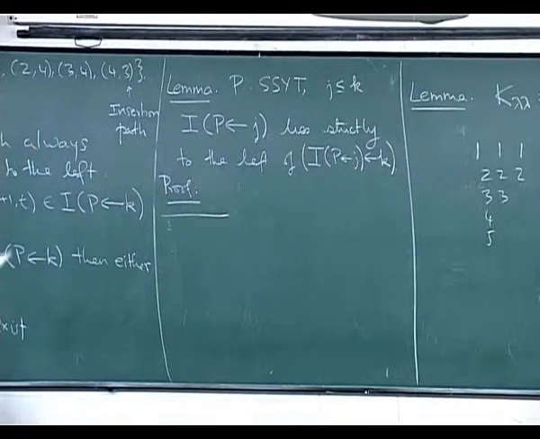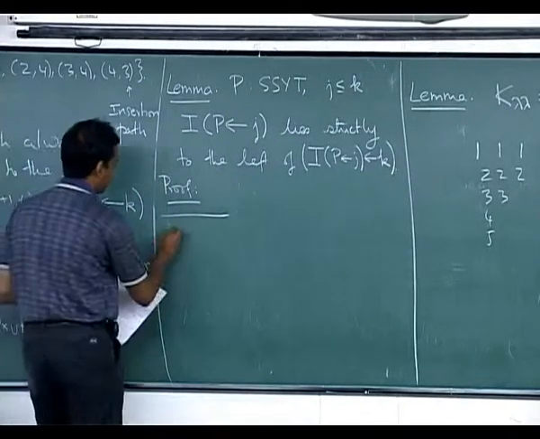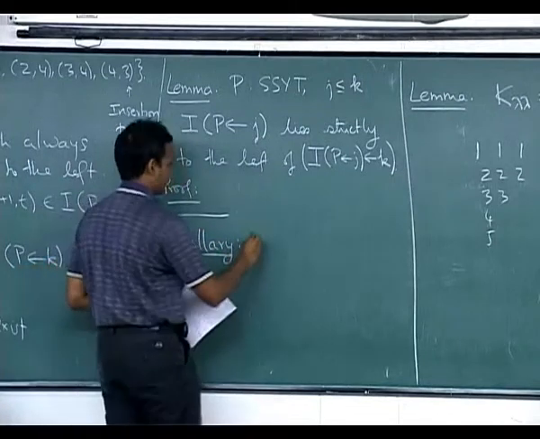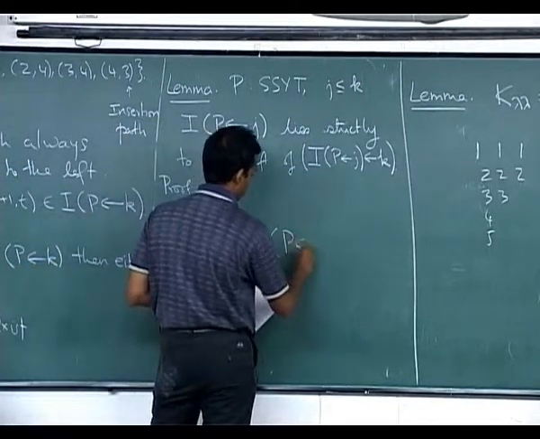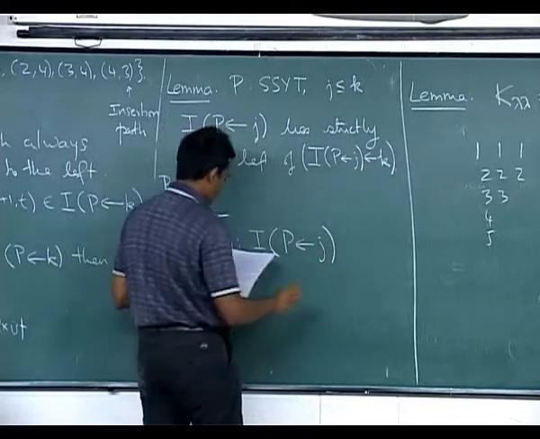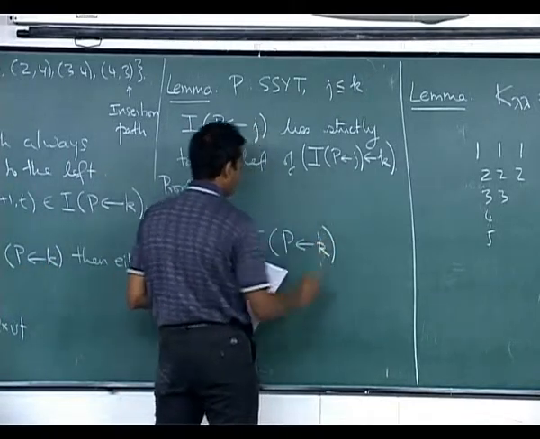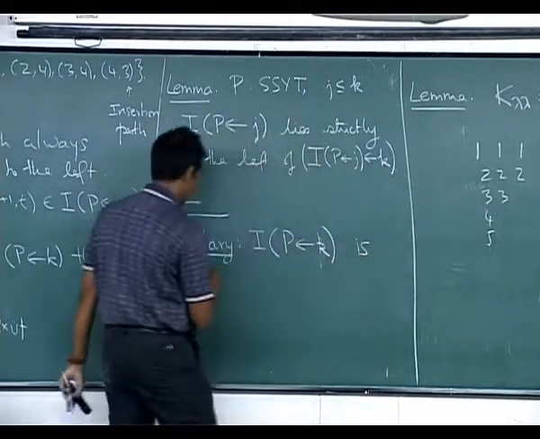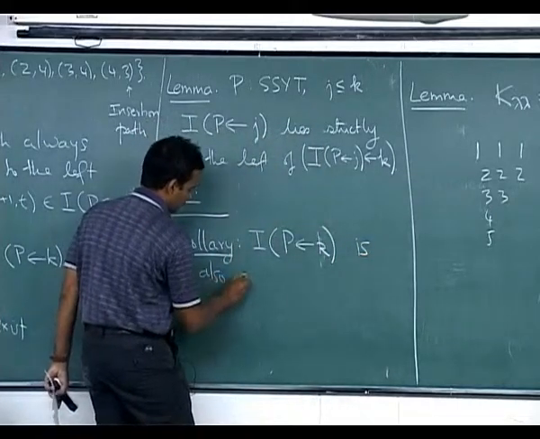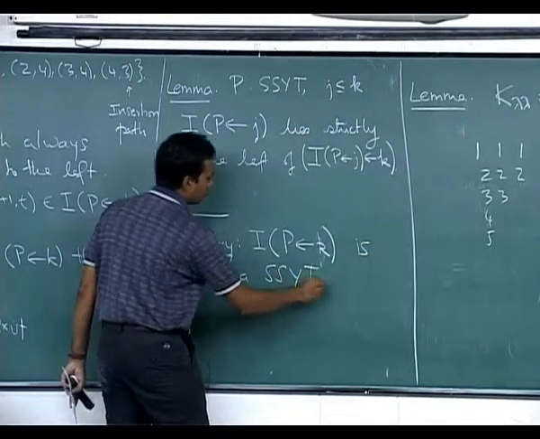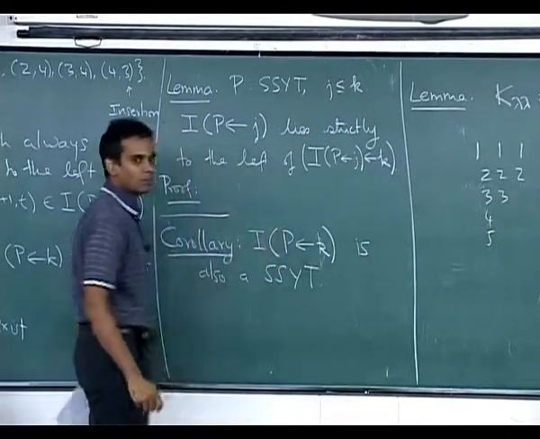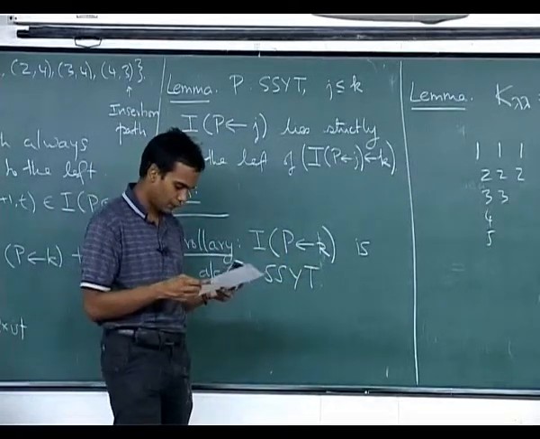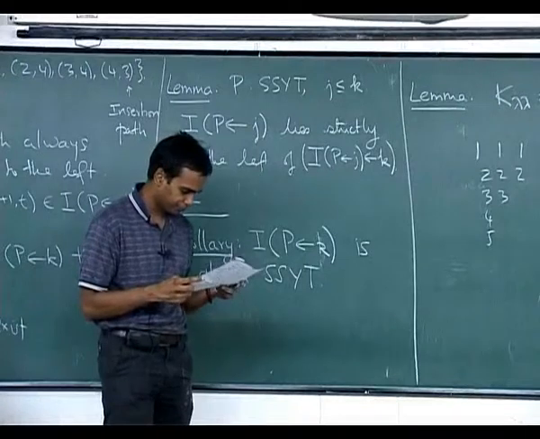And from this you can conclude that if you insert an integer into a semi-standard Young tableau, then the result is also semi-standard. Here I am assuming that you start off with a semi-standard Young tableau, you insert some number into it, then you also end up with a semi-standard Young tableau.